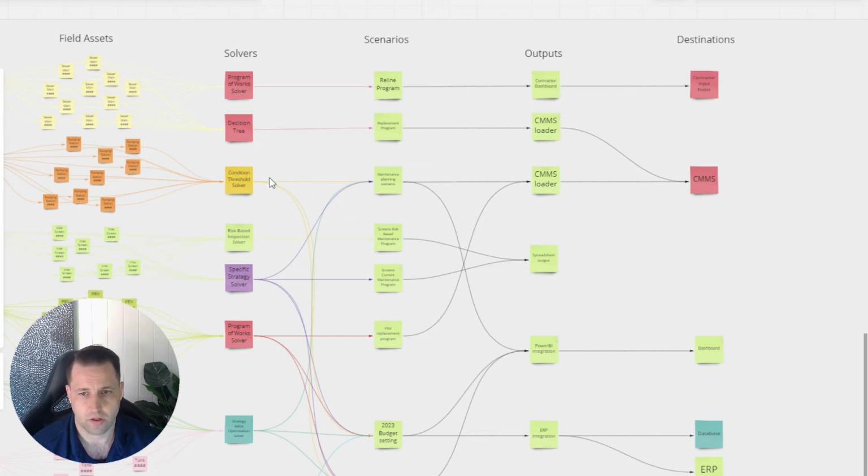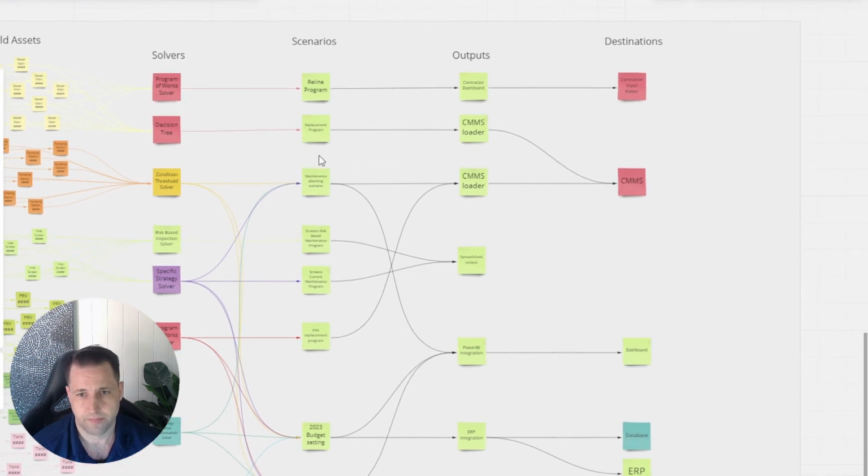The outputs of the solvers we store in scenarios. The scenarios are the intended answer to the business problem that we have, and these answers are then pushed to an output layer where they're turned into documents, dashboards, integrations to other systems, loaders, etc.